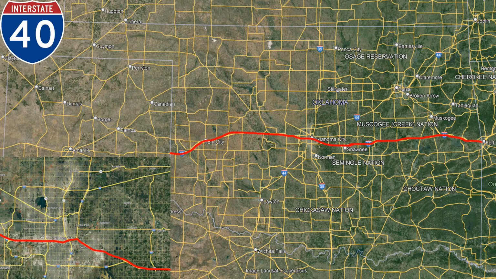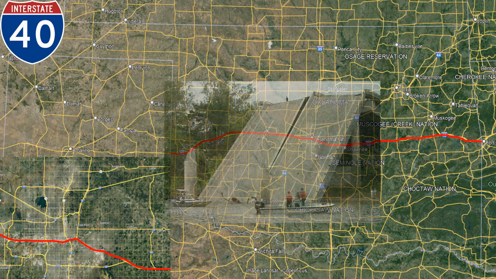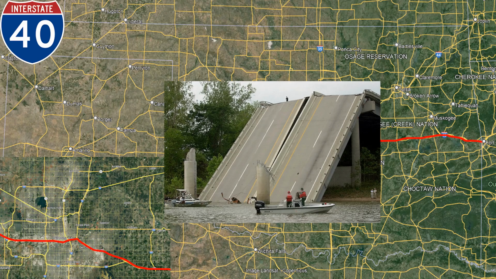I-40 runs east-west through Oklahoma, beginning from the west at the Texan border to the Arkansas border on the east. This interstate was completed in 1976 and is currently toll-less throughout the entire state. From the Texan border to just west of Oklahoma City, it acts as a replacement to former US 66. In 2002, I-40 over the Arkansas River was struck by a barge, which caused it to collapse and kill 14 people. The interstate would temporarily reroute traffic through towns nearby while the bridge was replaced.